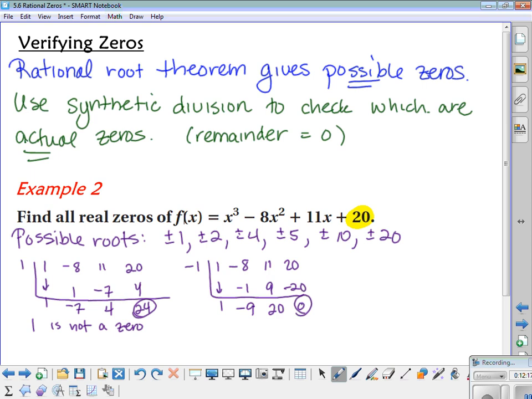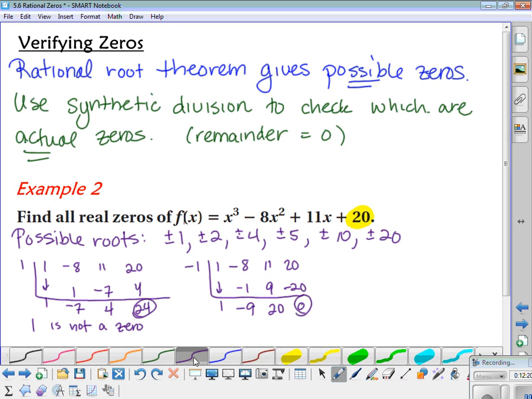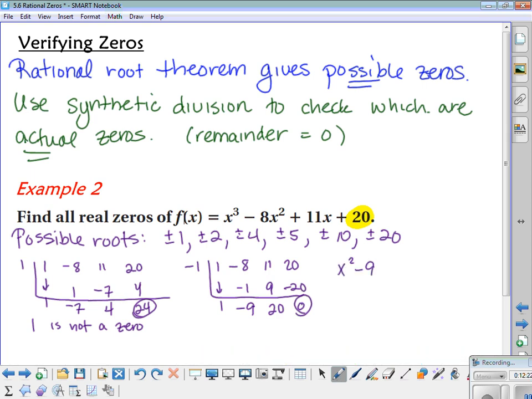And I can take the answer to the synthetic division. That's going to be x squared minus 9x plus 20. And I can factor that. So if I factor x squared minus 9x plus 20, what's it going to factor into? X minus 5 times x minus 4. You guys all agree? Yeah. So that means that x is going to equal 5 for that one. X is going to equal 4 for that one. So all of the real zeros would be negative 1, 4, and 5.